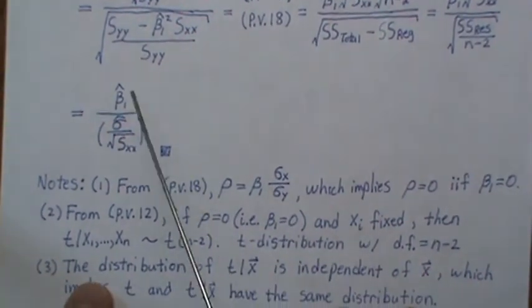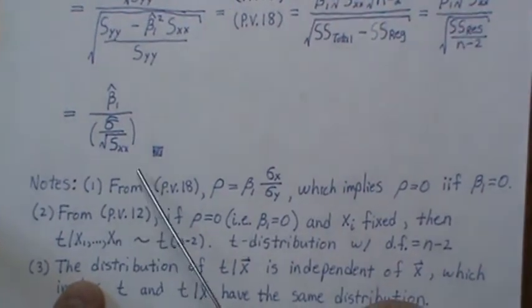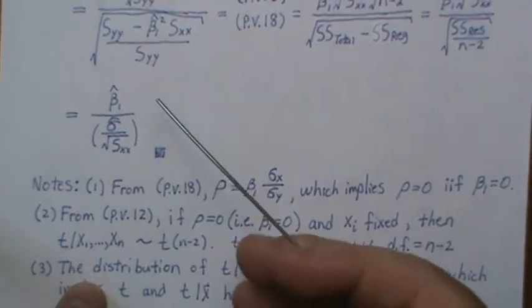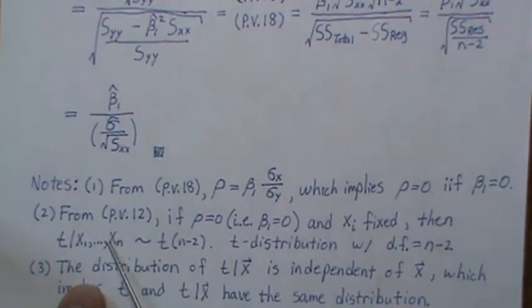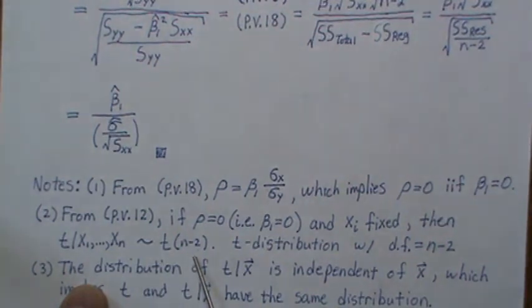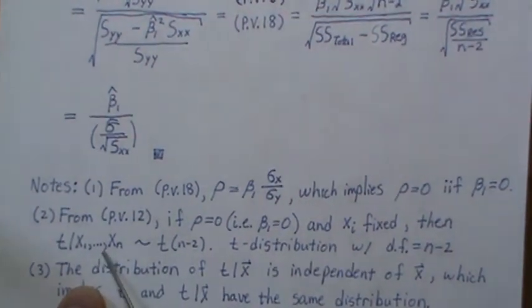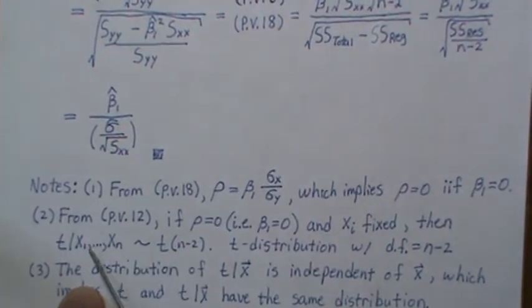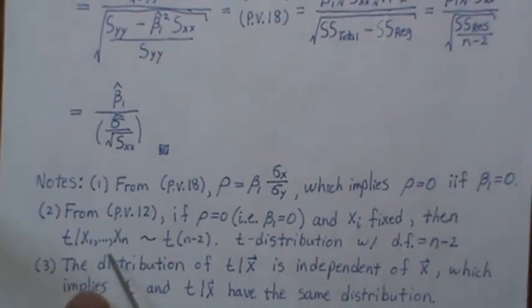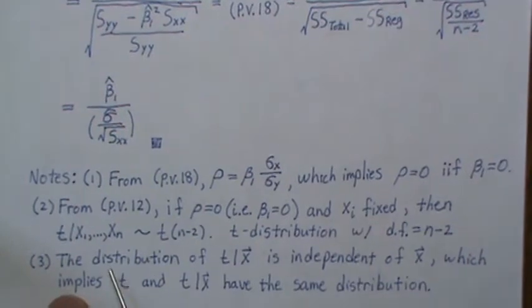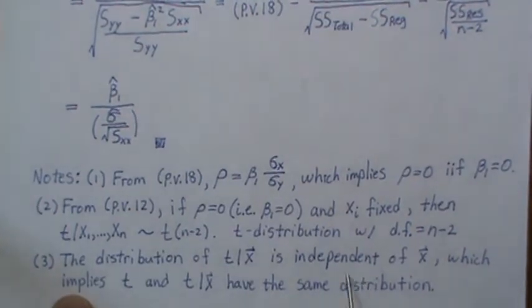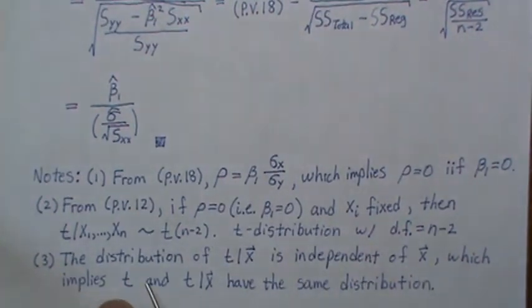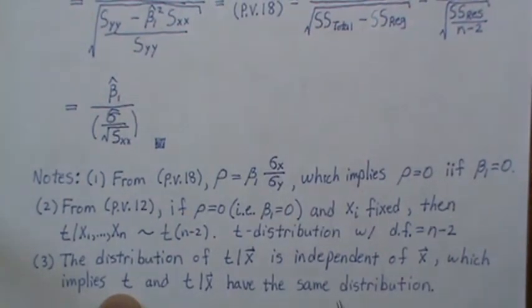But note, when you condition on the x's, what's left actually becomes a function of the x's. But note that whatever x's we pick, it's still t with n minus 2 degrees of freedom, no matter what x's. So the distribution actually ends up being independent of the x's that we pick. So the distribution of the conditional t given x is independent of the x's, which implies that t and t given x have the same distribution.